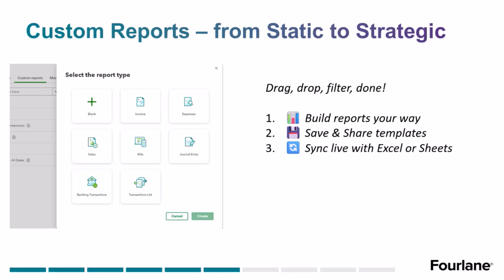With Spreadsheet Sync, you can link any report directly to Excel or Google Sheets. That means your spreadsheet isn't a static export, it's a live connection. So when transactions post, dimensions update, or an intercompany entry clears, your spreadsheet updates automatically. Think about what that means operationally. No more emailing files, no more version confusion, and no more manual refreshes. Everyone works off the same real-time numbers. In other words, IES doesn't just make reporting easier, it makes it smarter, faster, and more collaborative.